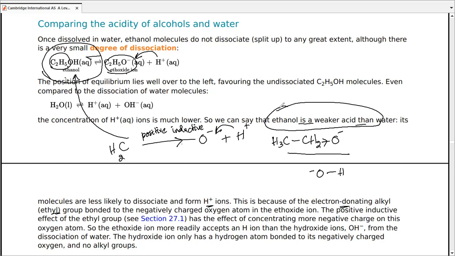Why? One, it dissociated less. Two, because of its positive inductive effect due to the presence of an alkyl group, the ethoxide ion can easily accept a proton and be converted into the molecular form again. So there would be more molecular form as compared to the dissociated form, hence a weaker acid. Remember, the better acid is the one which can dissociate more.